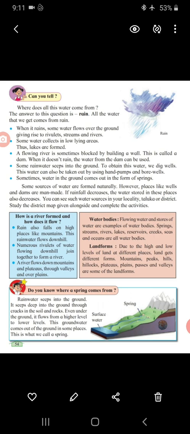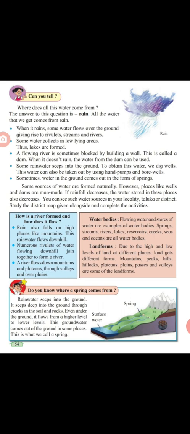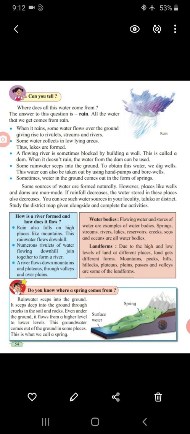Now we have three seasons, that is summer, rainy and winter. So during the rainy season, if we have good rainfall, then this water will remain till May, that is till the summer vacation. But if there is less rainfall, then we will not get a good quantity of water.